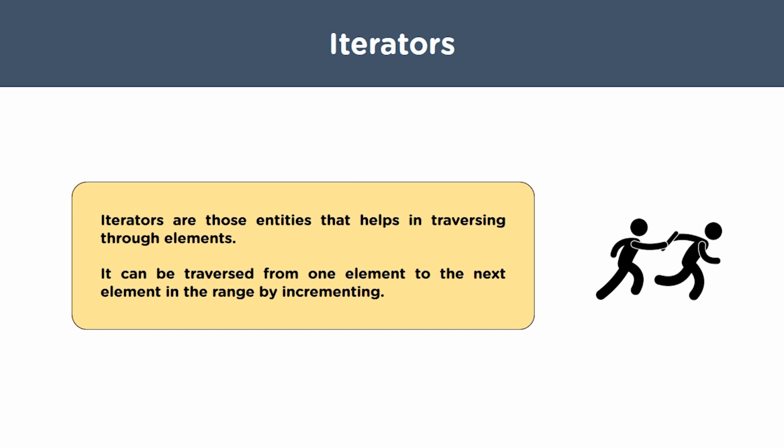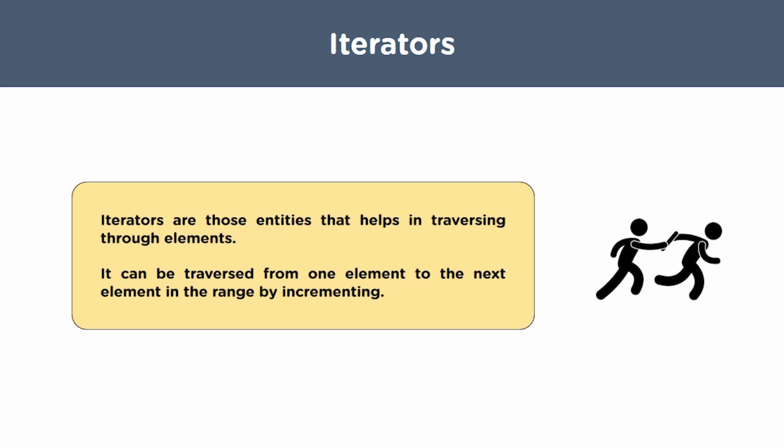Now coming to iterators. In STL, iterator plays an important role as it links algorithms and containers. Iterators are those entities that help in traversing through containers. They are used to point at the memory address of the STL containers. Iterators also help in traversal from one element to the next element in the range using operators like increment operator.